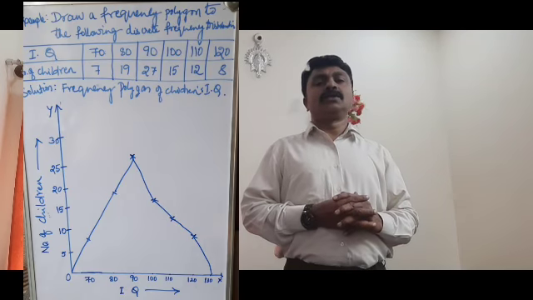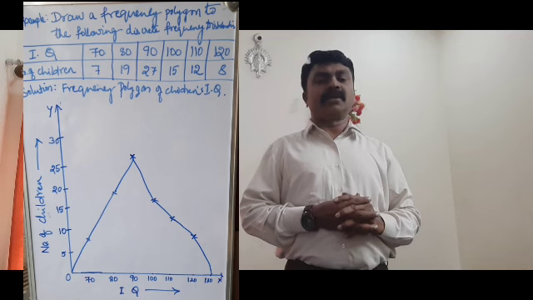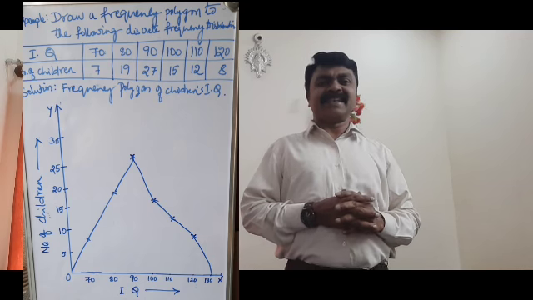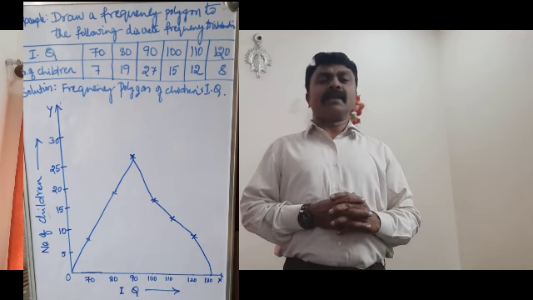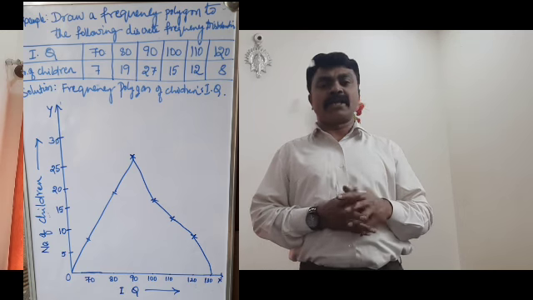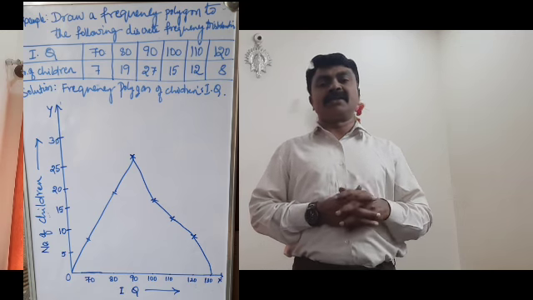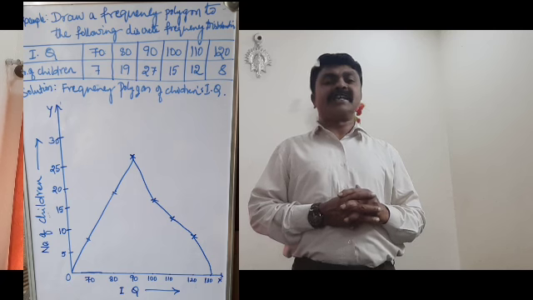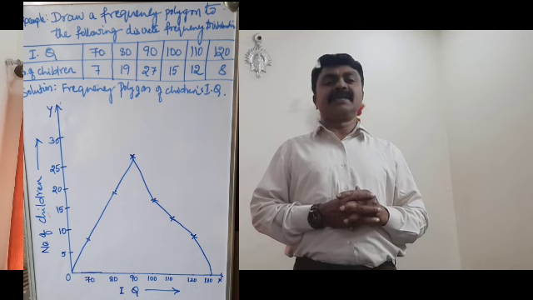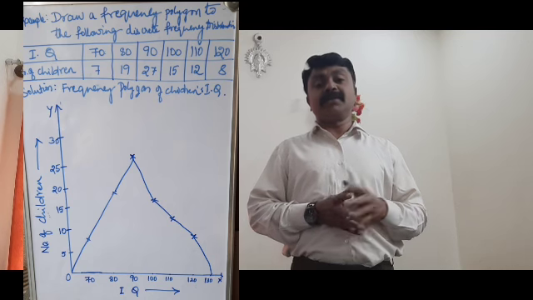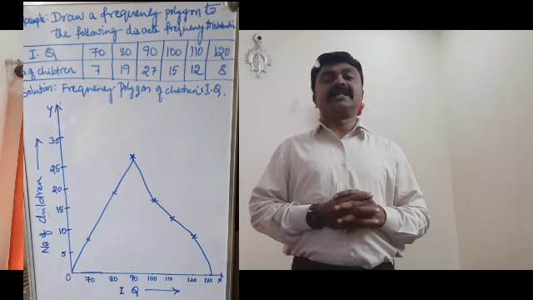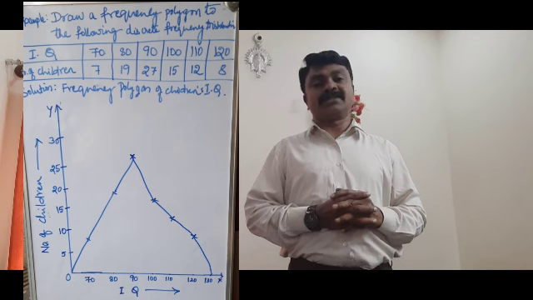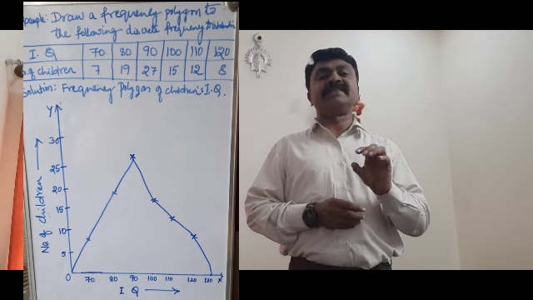To draw a frequency polygon for children's IQ, construct a frequency polygon under a discrete series. Here is an example. The first column is IQ and the second column is the number of children. IQ values are 40, 50, 60, 70, 80, 90, 100, 110, and the number of children is 7, 19, 27, 15, 12, 1 and so on. This is the discrete series.